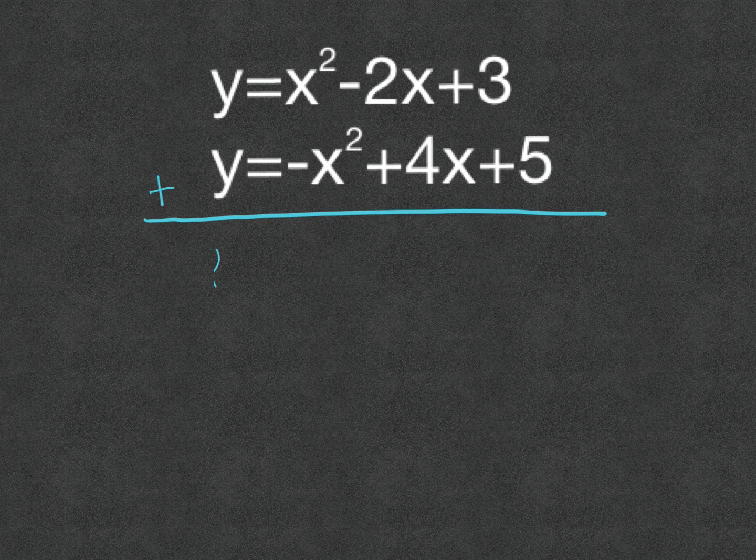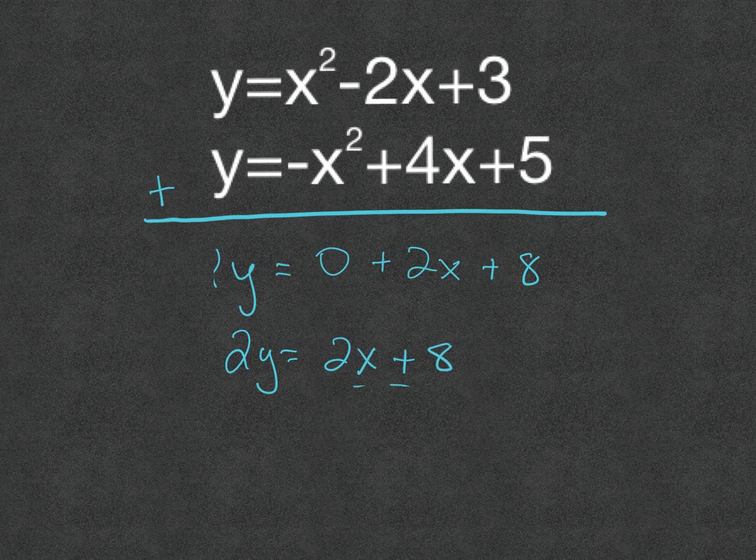X squared minus x squared, when you add those together, that's going to get 0, right? Negative 2x plus 4x, when you add those together, that's going to be a positive 2x, and the 3 plus the 5 is going to be a positive 8. Ooh, so we have 2y is equal to 2x plus 8. Ooh, we can divide everything by 2, that's okay. Y is equal to x plus 4.